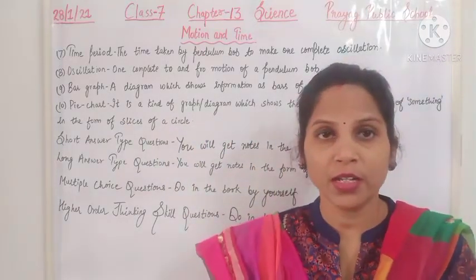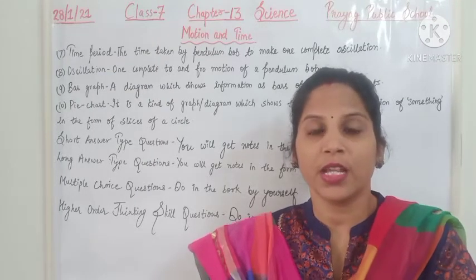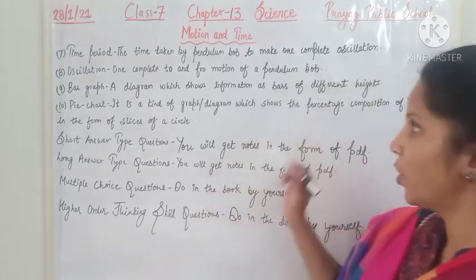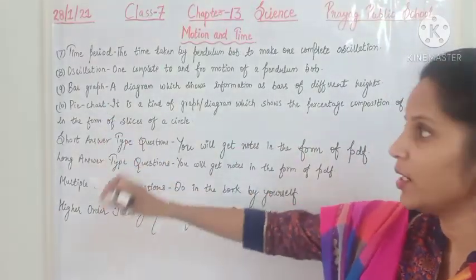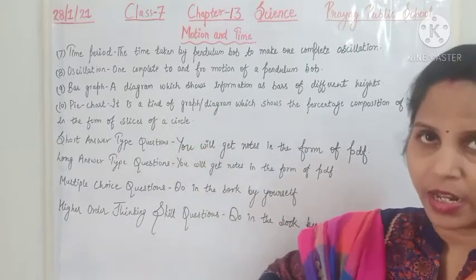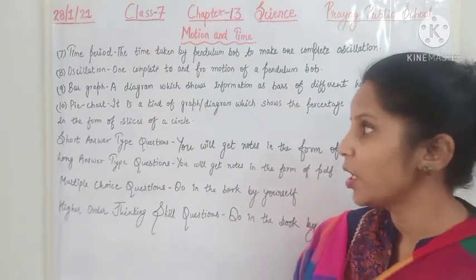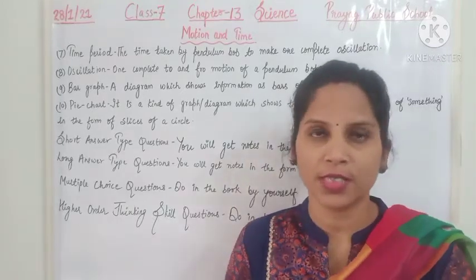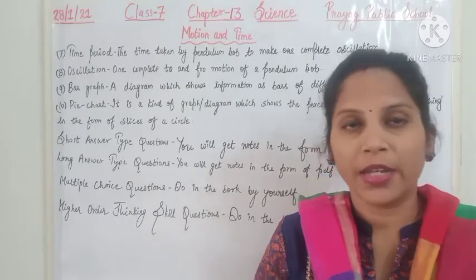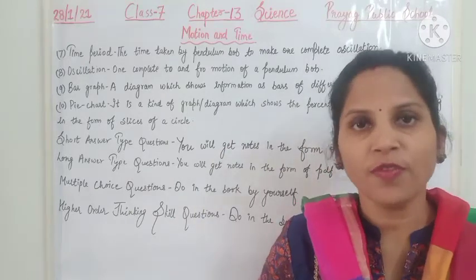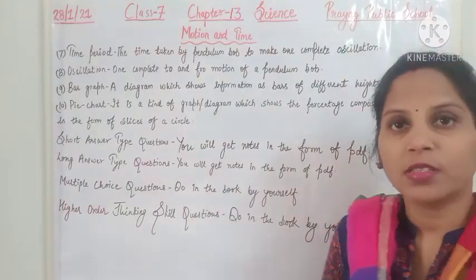तो बार ग्राफ एक ऐसा ग्राफिकल रिप्रेजेंटेशन है जिसमें डिफरेंट हाइट से हम शो करते हैं चीजों को, okay, which shows the information. Now the next one is pie chart. It is a kind of graph या diagram कह सकते हैं which shows the percentage composition of something in the form of slices of a circle, okay. So it is shown in the form of a circle and we show the percentage composition of something, okay. So this was about the key terms, children.